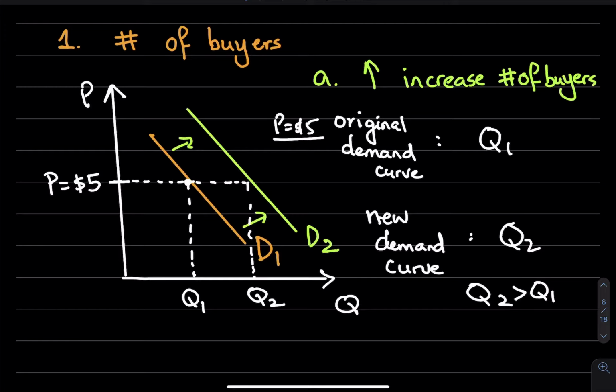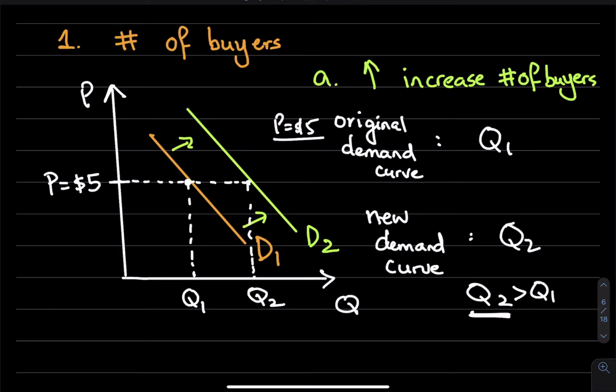And so if you would imagine, if there is an increase in the number of buyers in the market, then at each price there is going to be more demand, which is intuitive and which is also reflected on the graph.